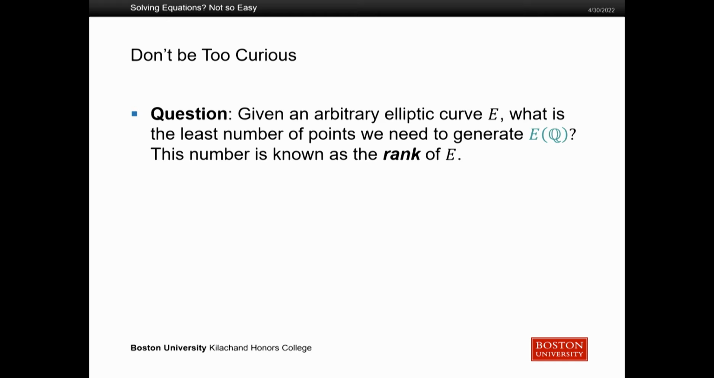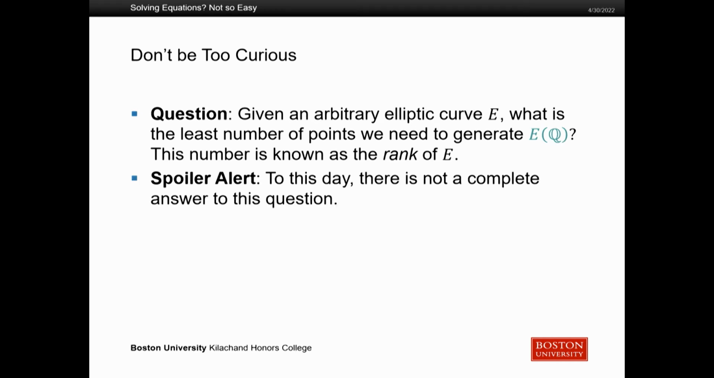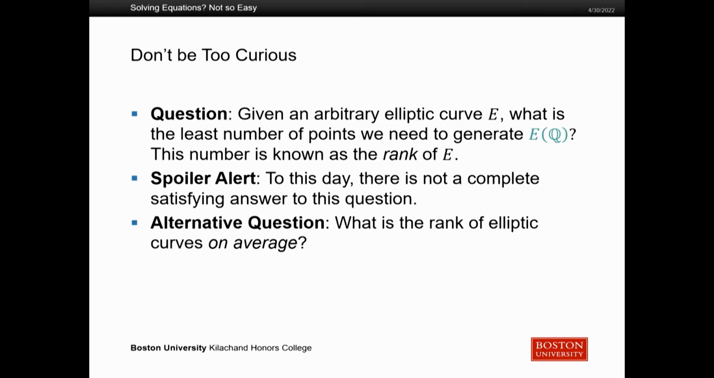Then the question is, what's the least number of points we need to find all the rational points? This is a number that's known as rank, and this is a very hard question, surprisingly. To this day, we don't have a good way of finding this number, the rank, given an arbitrary elliptic curve. So one question that we like to ask instead is, what is the rank on average, quote unquote?